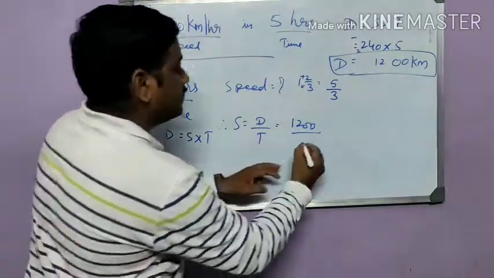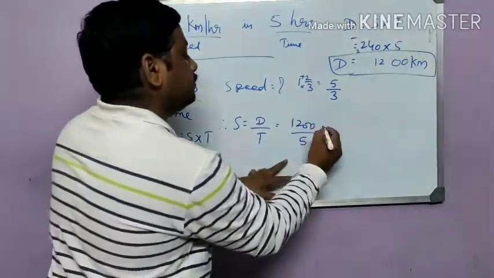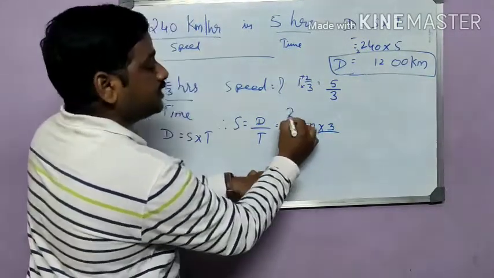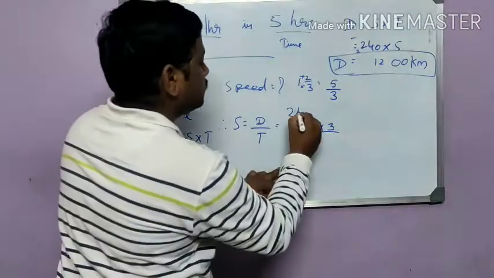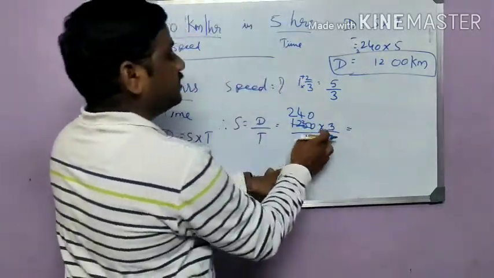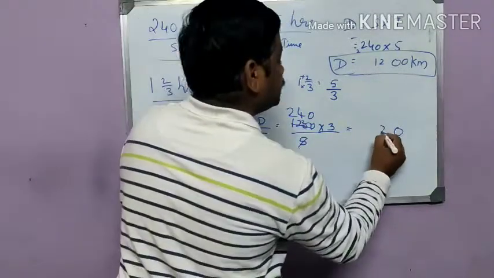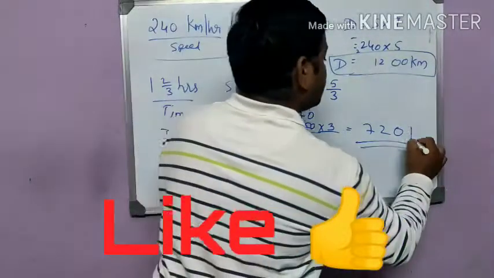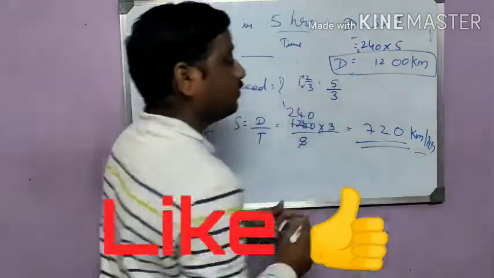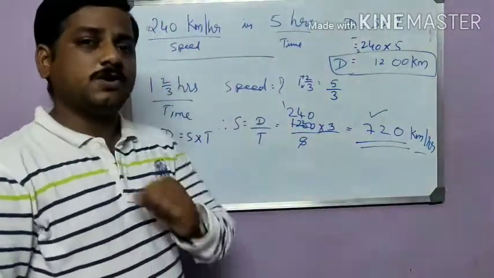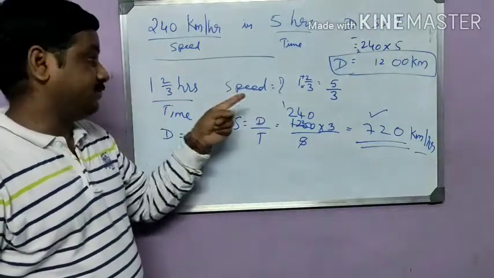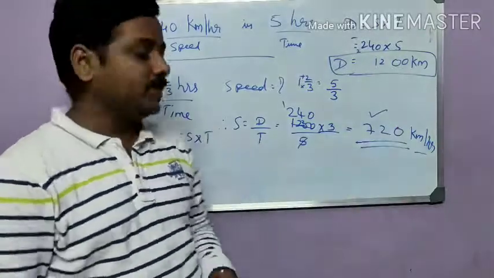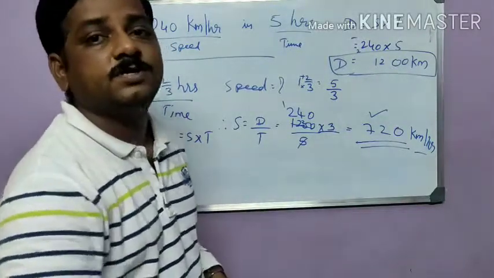I write the time here. 5 by 3 means I can take it into the numerator. So simplify this: 5 times 1 is 5, 5 times 2 is 10, 5 times 4 is 20. Multiply this: 3 times 4 is 12, 3 times 2 is 6. So we get 720. The speed required is 720 km per hour. This will be the answer. As I told you already, if I reduce the time, the speed has to increase. Earlier the speed was 240, now the speed is 720, it has increased. This is how the concepts have to be understood.